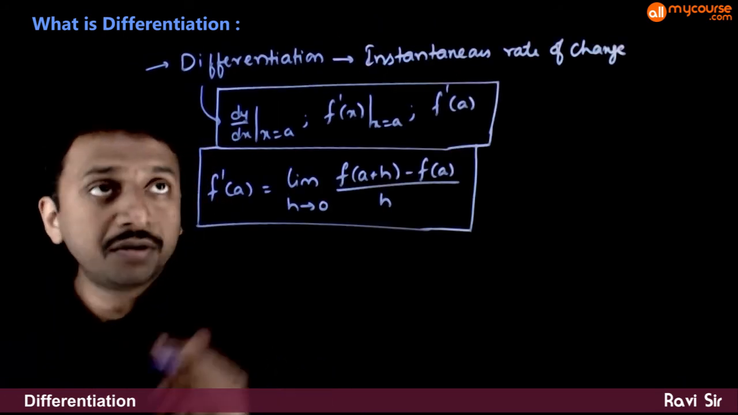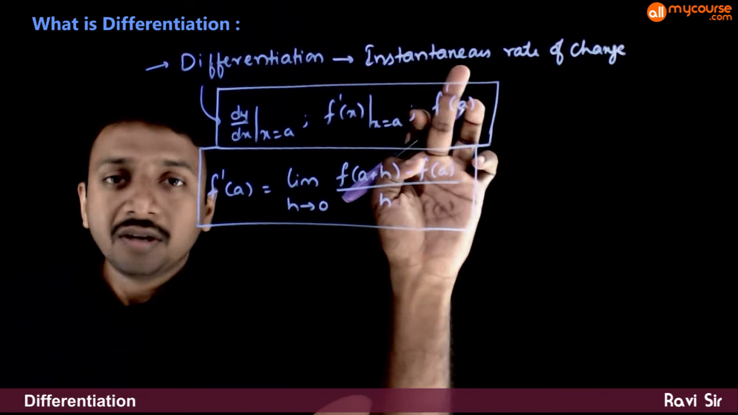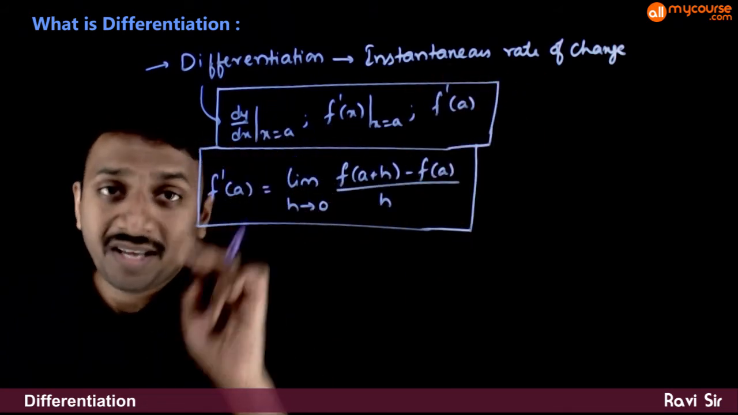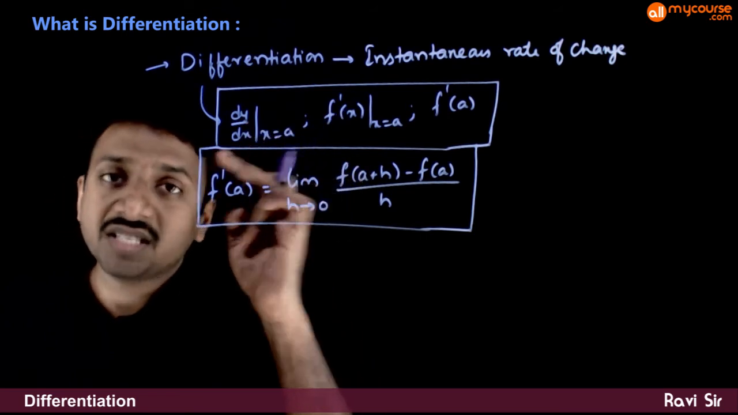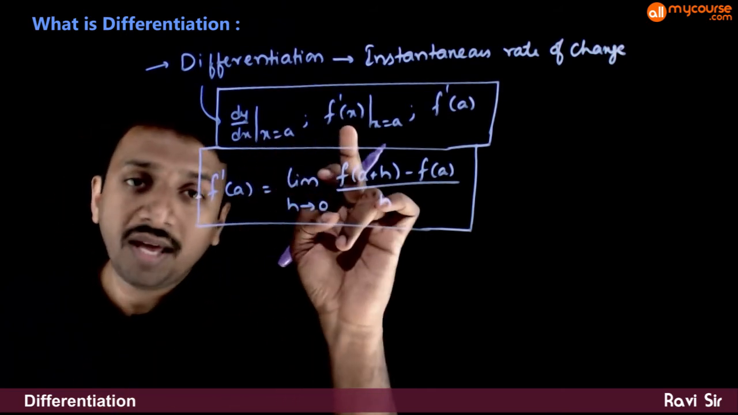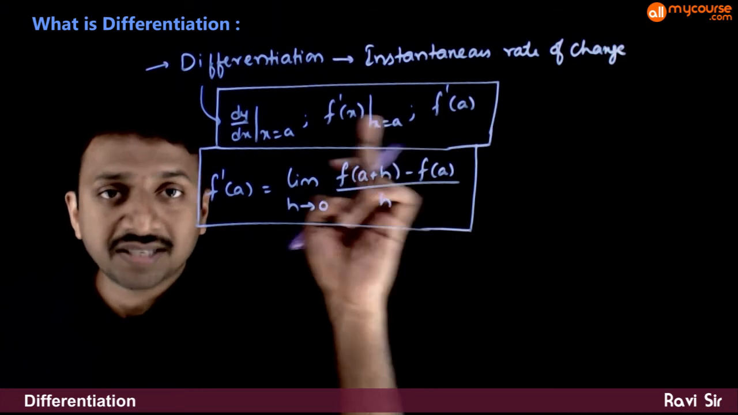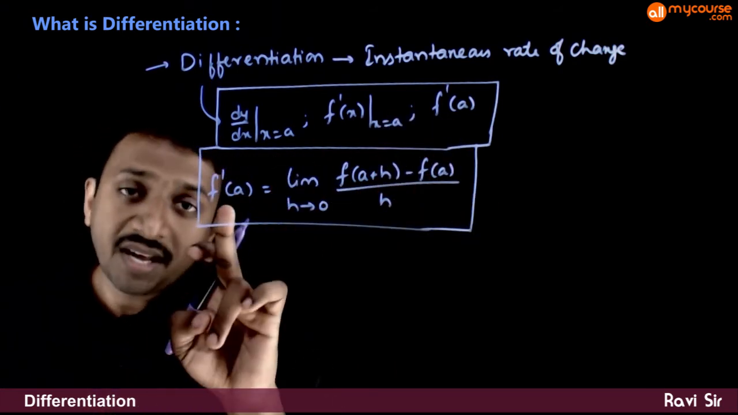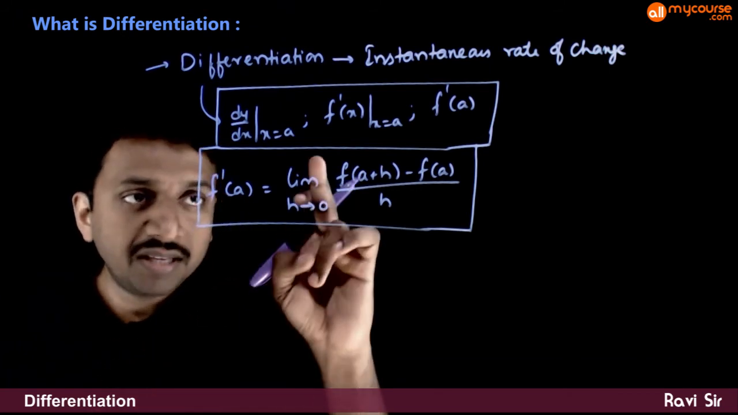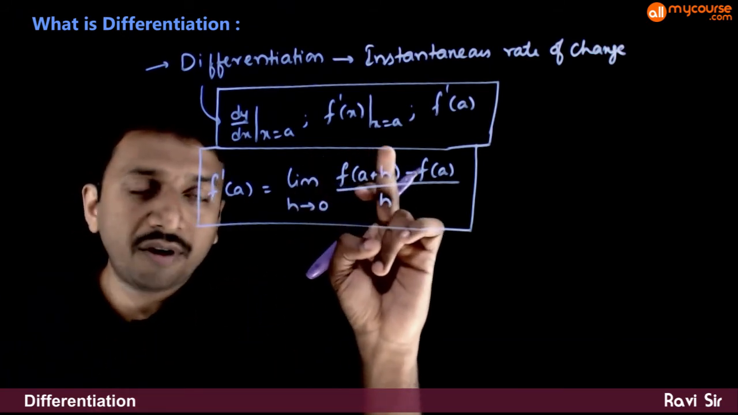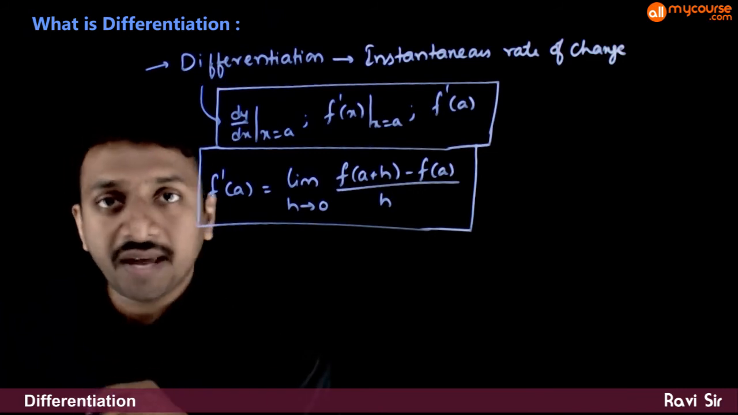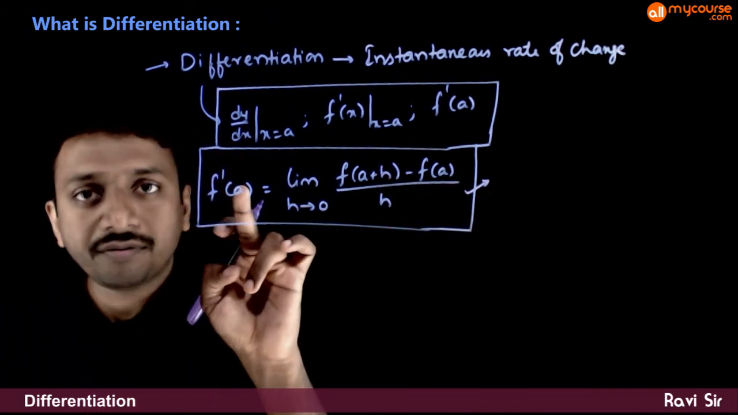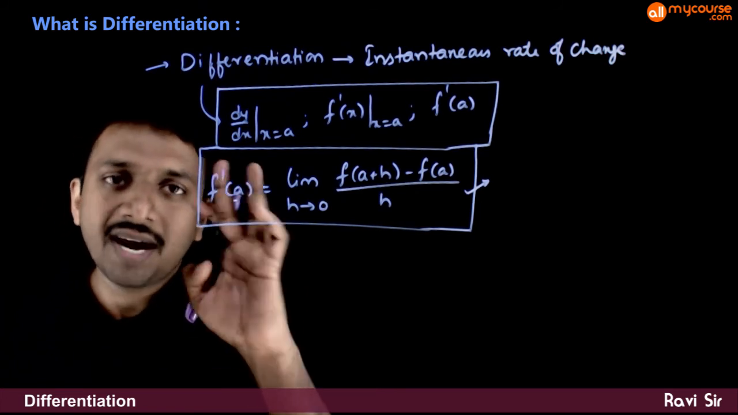So what we have understood till now is that differentiation means instantaneous rate of change. dy by dx is the differential of y with respect to x at x is equal to A, and can be written as f dash of x at x is equal to A, or simply f dash of A. And the definition of f dash of A is limit h tends to 0 f of a plus h minus f of a by h. So this is called the value of differentiation of f of x at x is equal to A.